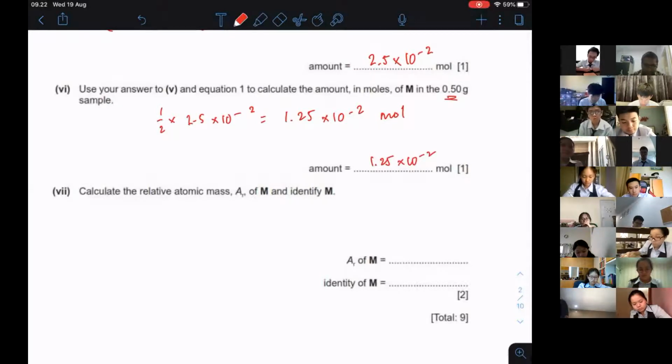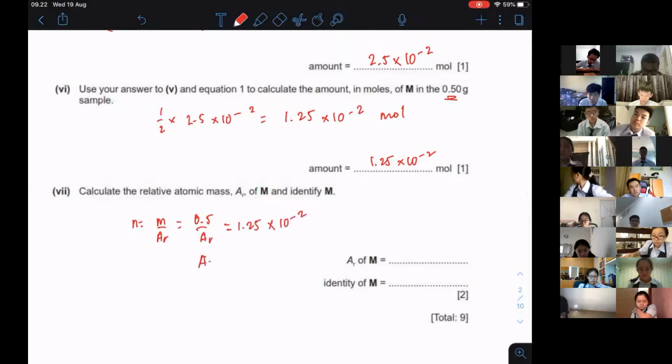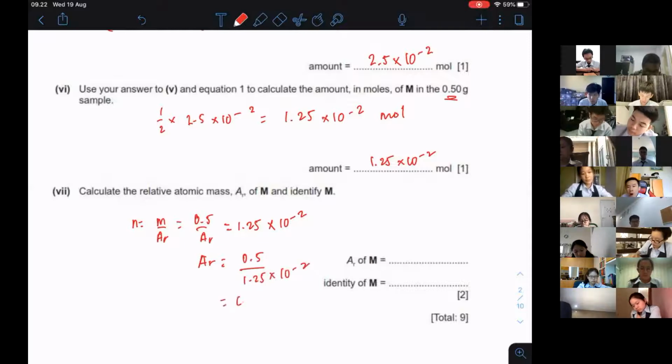So I want to find the AR. Number of moles is mass over AR. So the mass is 0.5, AR equals 1.25 times 10 -2. If you count, you will get 40. AR is going to be 40.